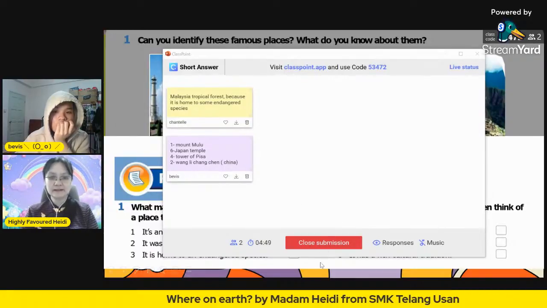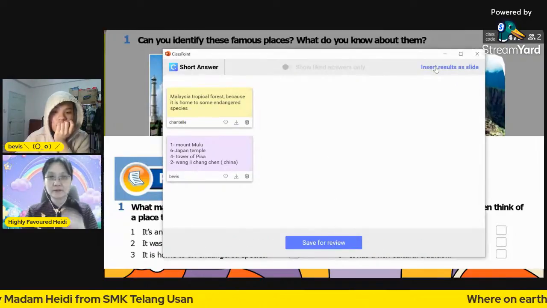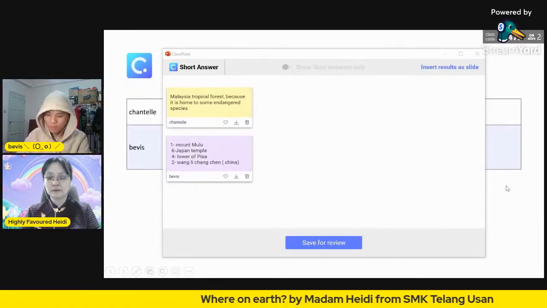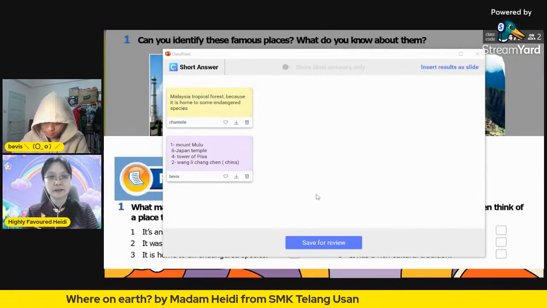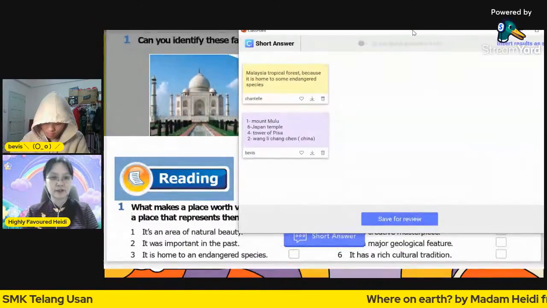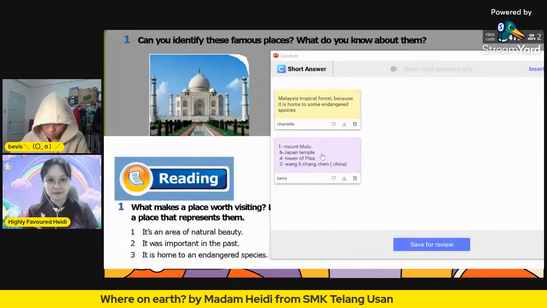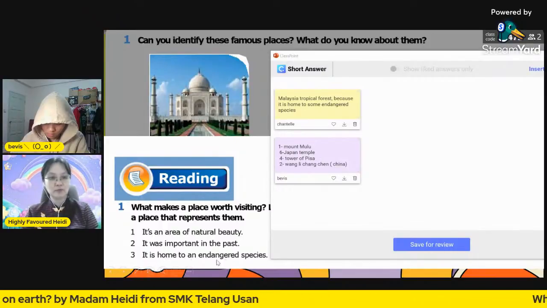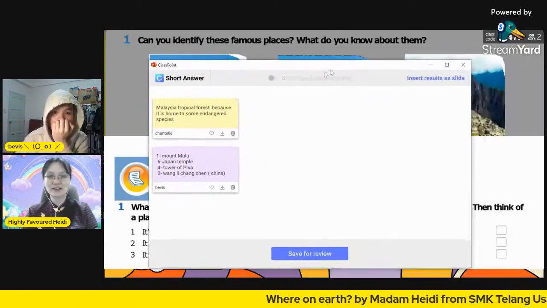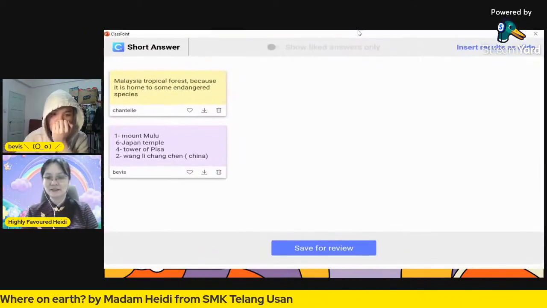Okay, let's look at it. So Mount Mulu is number one. It is a historic natural beauty, correct? Mount Mulu. And it was important in the past, Japan Temple. That it is home to an endangered species, Tower of Pisa. Okay, number four. This is number four, creative masterpiece, correct? Tower of Pisa.